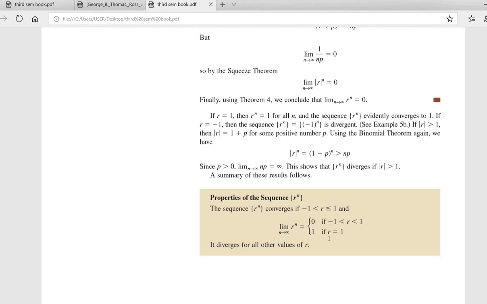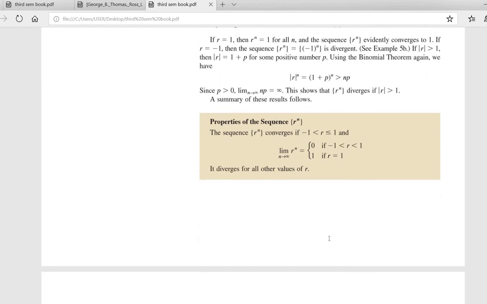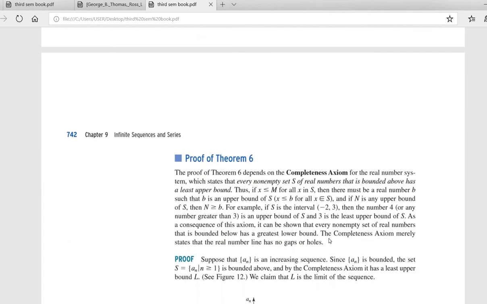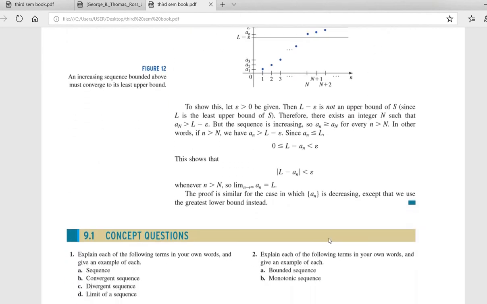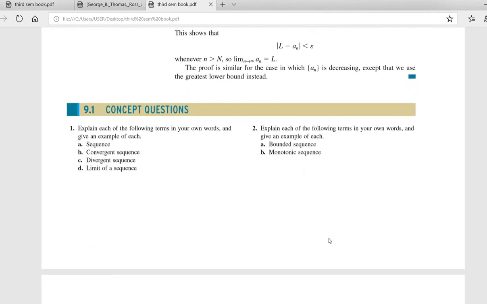Okay. So next we have to do some more exercises in this, right? Proof of the monotone convergence theorem is omitted. So next we have to do some more problems from the exercises. In the next video, we can discuss that. Okay. So thank you.